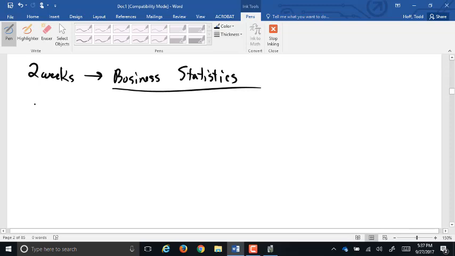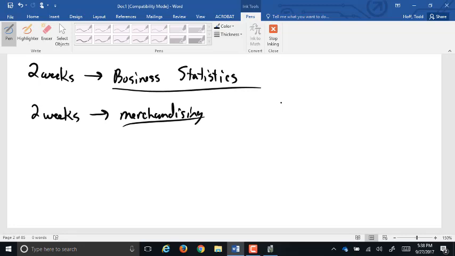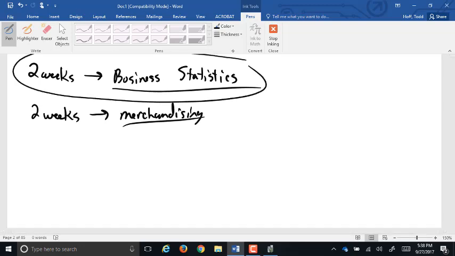And then the last 2 weeks, weeks 3 and 4, are going to be on merchandising. Merchandising is your invoicing, your pricing, stuff like that, getting goods from the manufacturer to the consumer. So let's have some fun with statistics here.